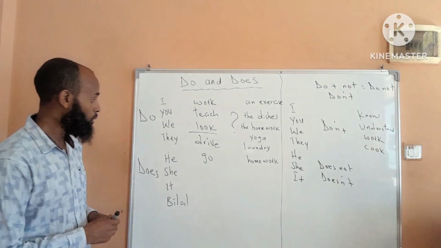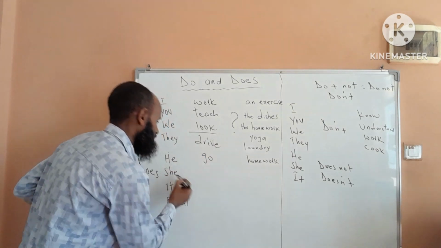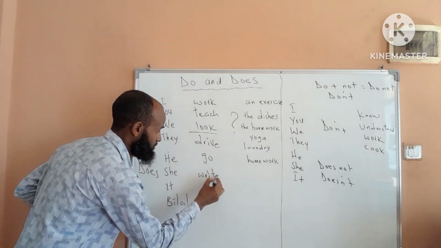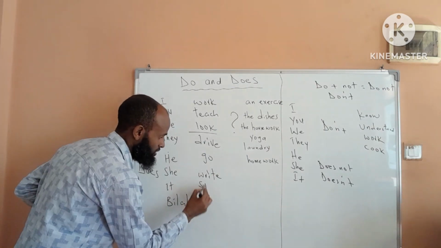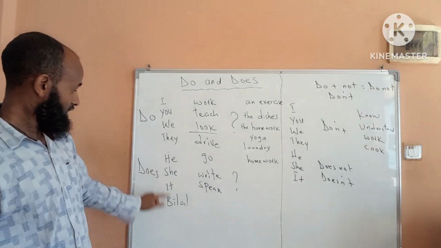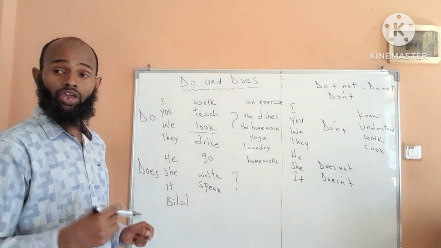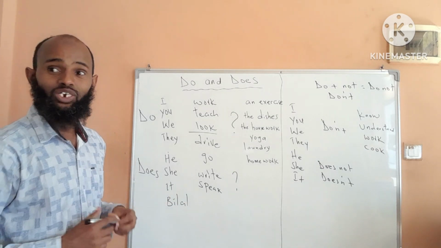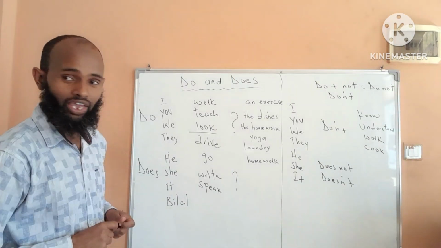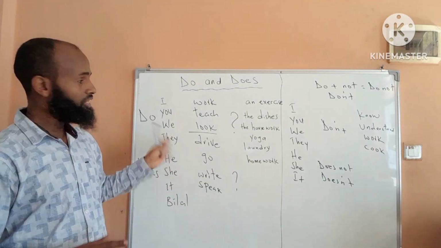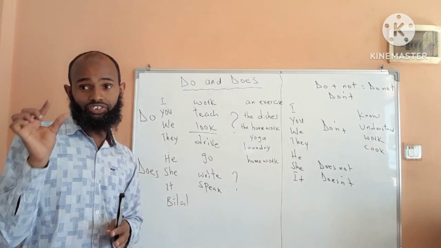You see? There is a verb here. Let me write one verb here. Write. Let me add: speak. Then don't forget to put a question mark. Does Bilal write very well? Does Bilal speak French? Does Bilal speak English? Very good question. For this question, we need an answer. Okay, let's have the short answers.